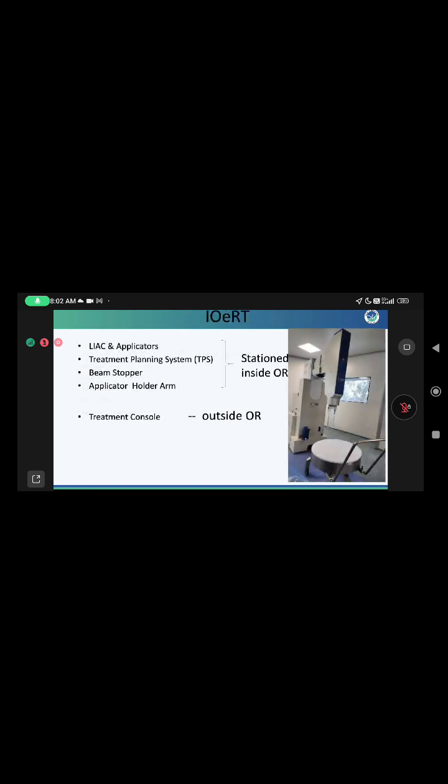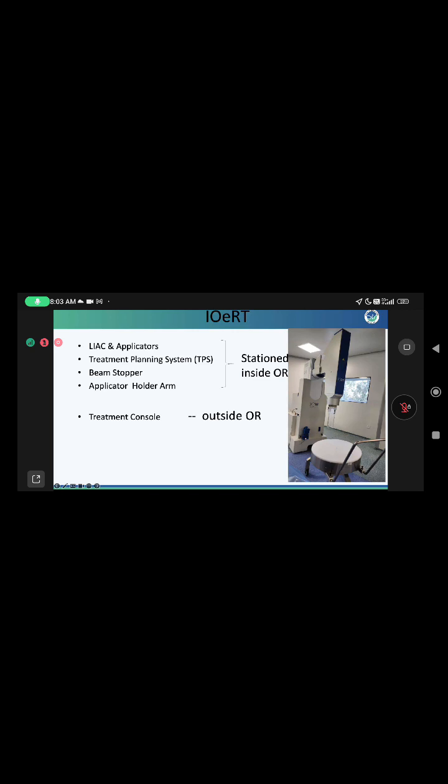Coming to the technique, this is the LIAC. It has different components in it. This is the LIAC machine which we have installed in our hospital recently. We have finished the installation procedure and we are waiting for AERB approval. These machines in our country have been grouped as linear accelerators, even though they don't have high energy X-rays. They are machines with electrons of different energies.